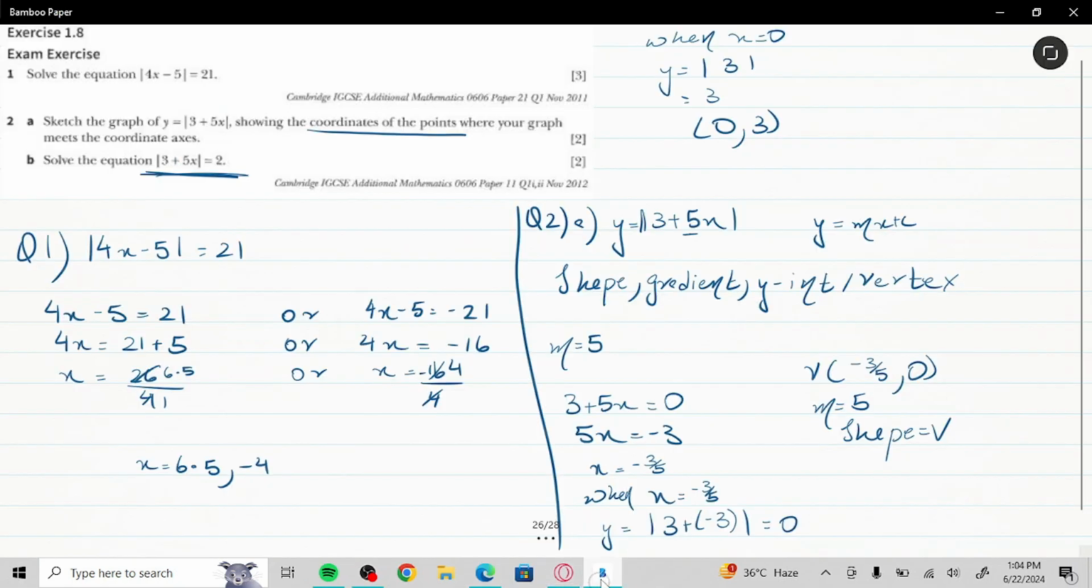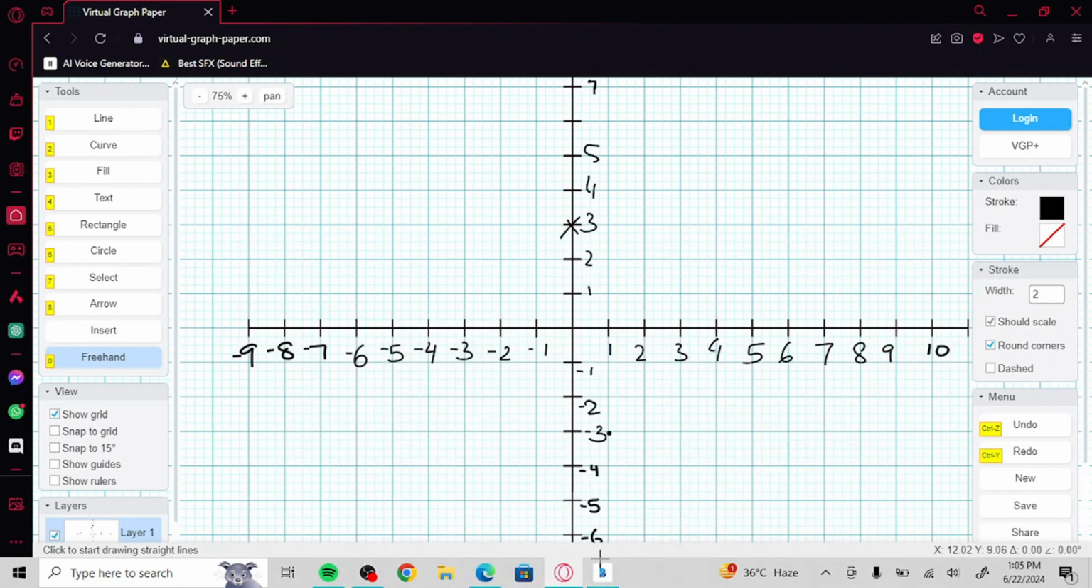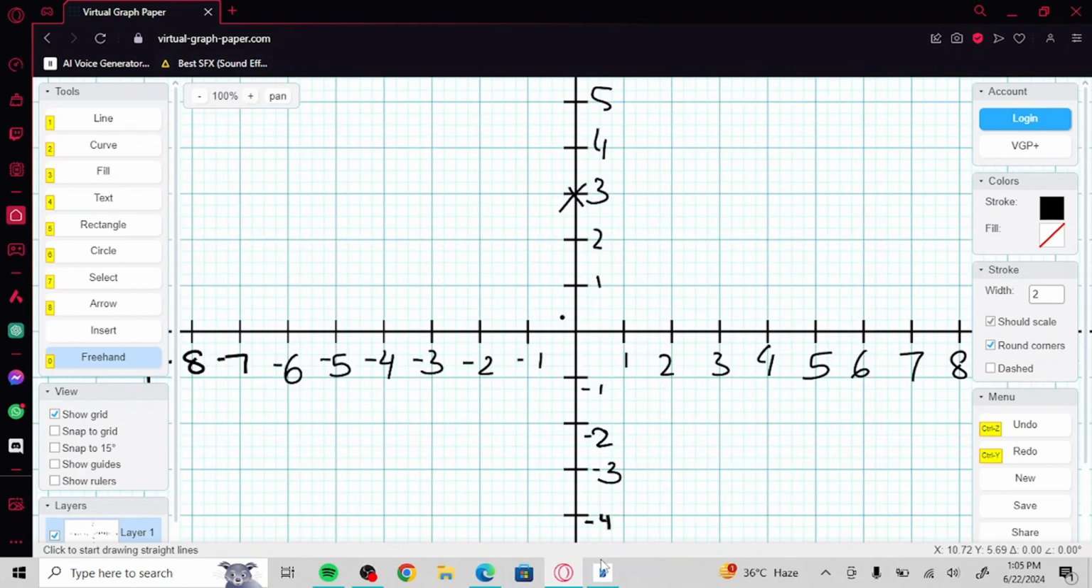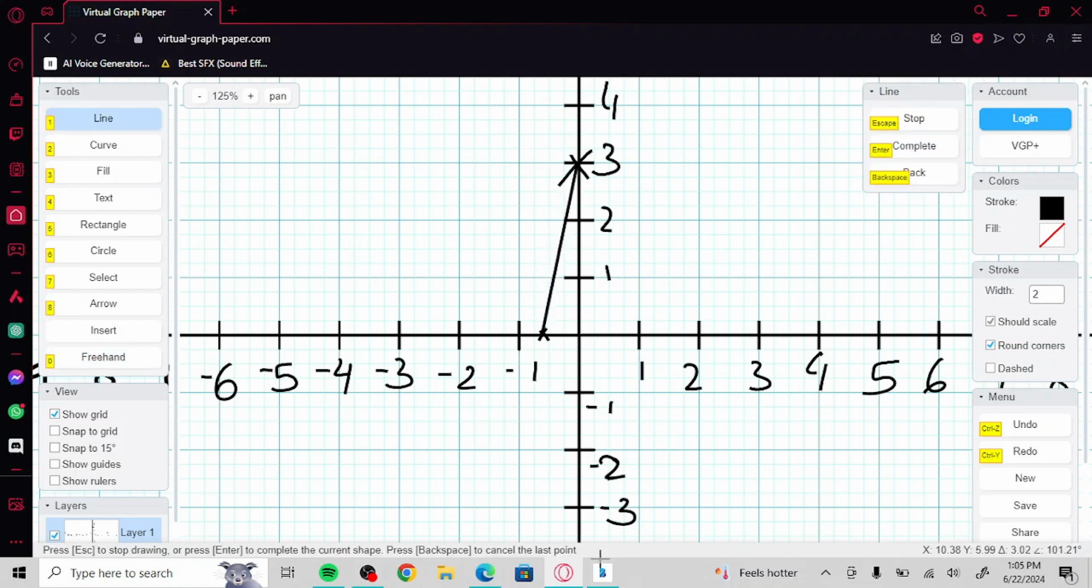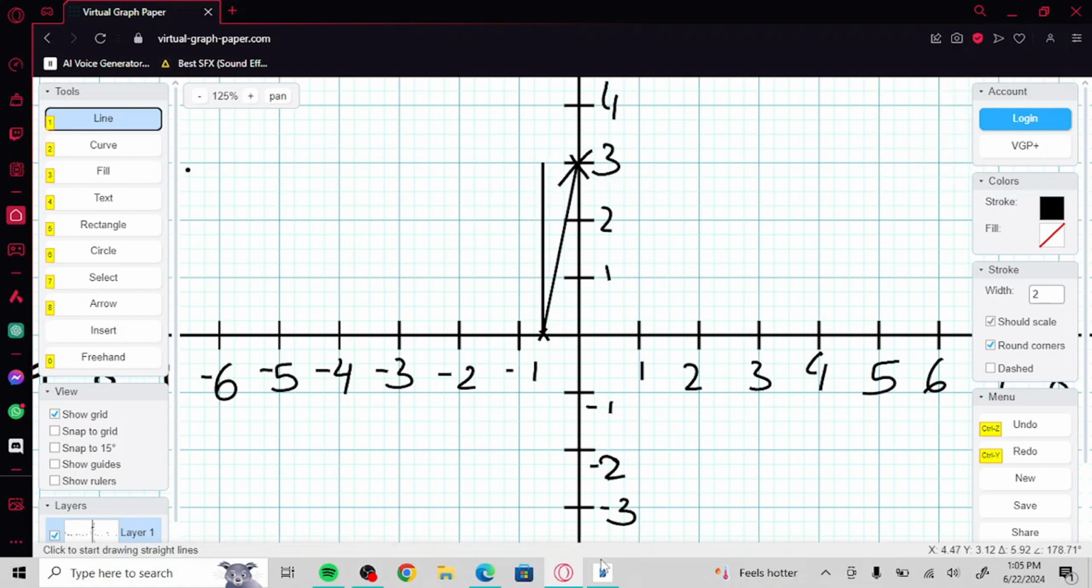Here's our first point, and our second point is when x is equal to negative 3 upon 5. What's negative 3 upon 5? It's approximately negative 0.6. So y is equal to 0 at that point. Let me just zoom in. 0.25, 0.5, and somewhere here it's going to be 0.6. So we create a straight line from here up till here. We just make a reflection from this point.